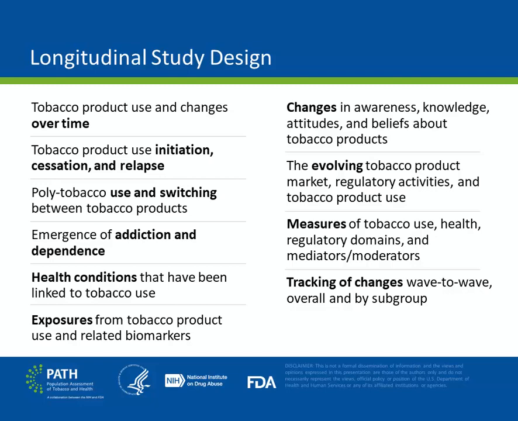The PATH study also collects biospecimens from respondents, some of which are analyzed for biomarkers of exposure to various toxicants. Since the tobacco market is continuing to evolve, the longitudinal nature of the PATH study allows researchers to track not only changes in product use, but also changes in awareness, knowledge, attitudes, and beliefs about tobacco products from wave to wave, overall, and by subgroup.